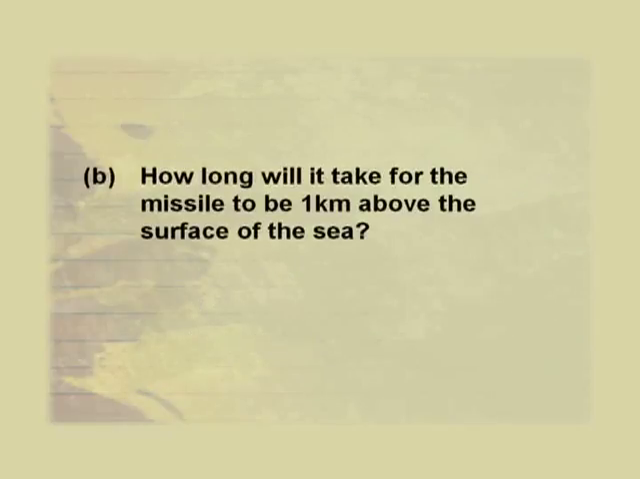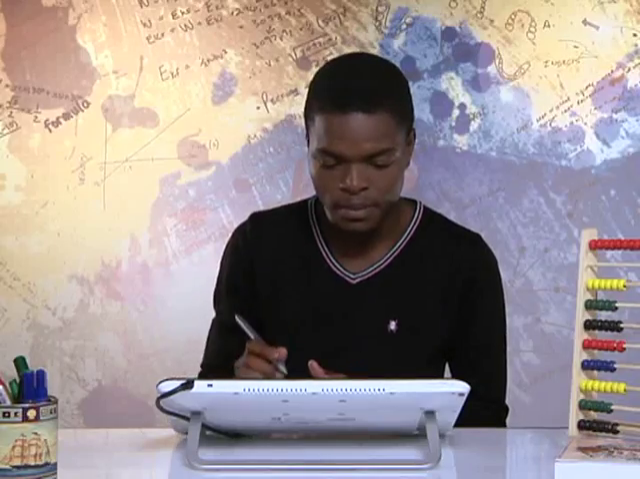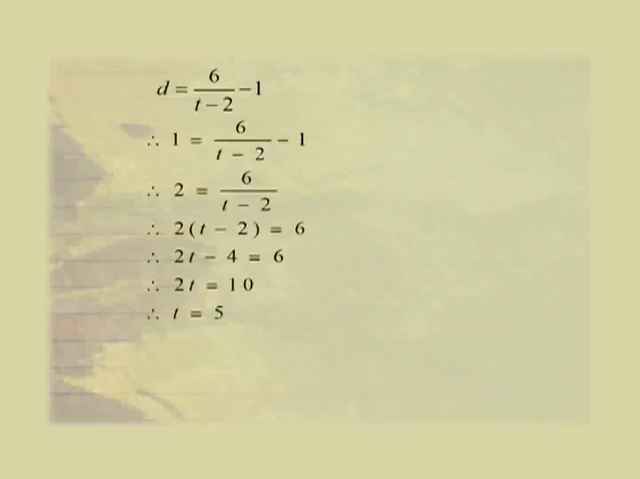Okay, the second question guys is, how long will it take for the missile to be 1 kilometer above the surface of the sea? So guys, the equation is d is equal to 6 over t minus 2, minus 1. And we're told that d is 1 kilometer and we're looking for t. So as you see, we're going to bring the negative 1 across to the 1, which you're going to get 2 is equal to 6 over t minus 2.